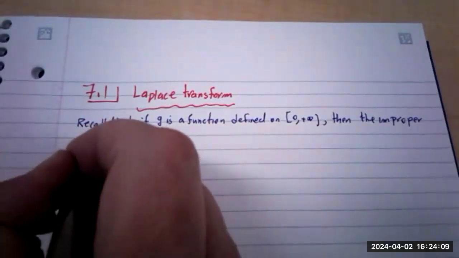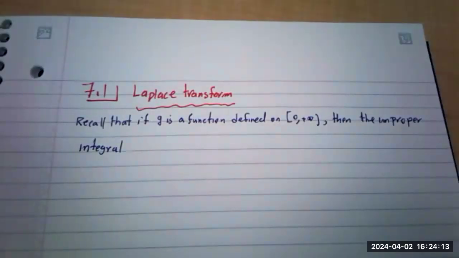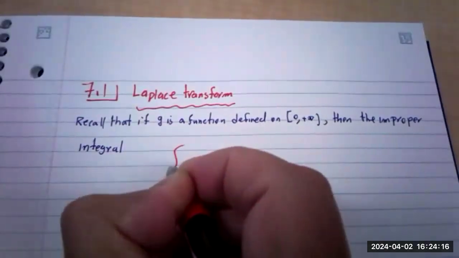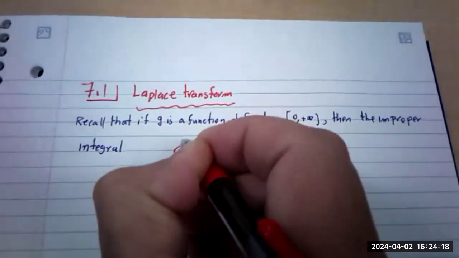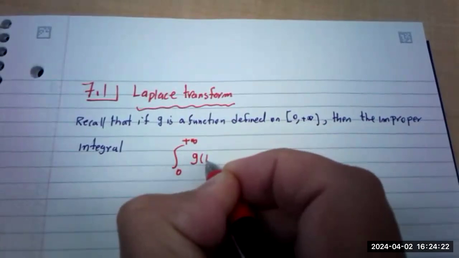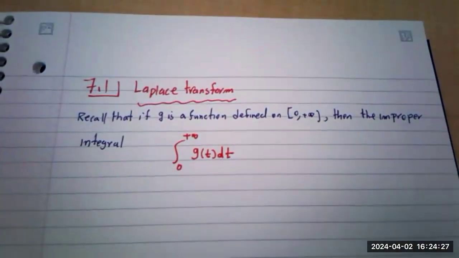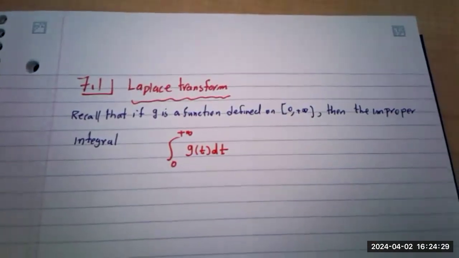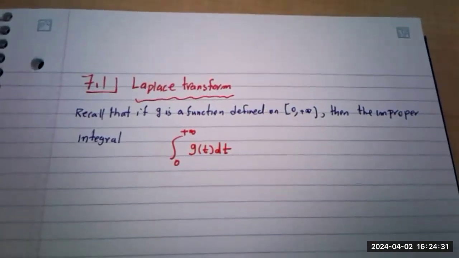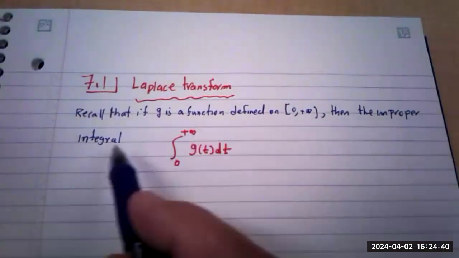Improper integral, zero to infinity. When we write infinity, we mean positive. g of t, dt, with t rather than x, because it's going to be application problems. So this is important: you replace the infinity by something, we call it b, we find the integral, and then we take the limit.